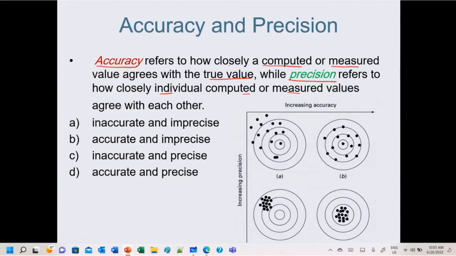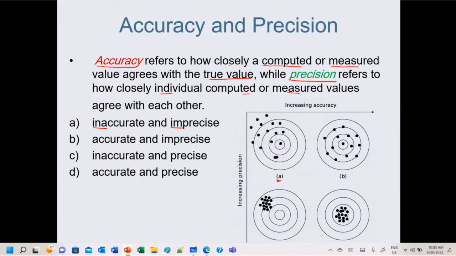So a good way of looking at accuracy and precision is using the bullseye, considering the center of the bullseye to be the true value. We can see in figure A, the values are far away from the true value. Hence, we say that they have no accuracy. And they are far away from each other, so we say they do not have precision. So A is inaccurate and imprecise. So there is no accuracy and there is no precision.